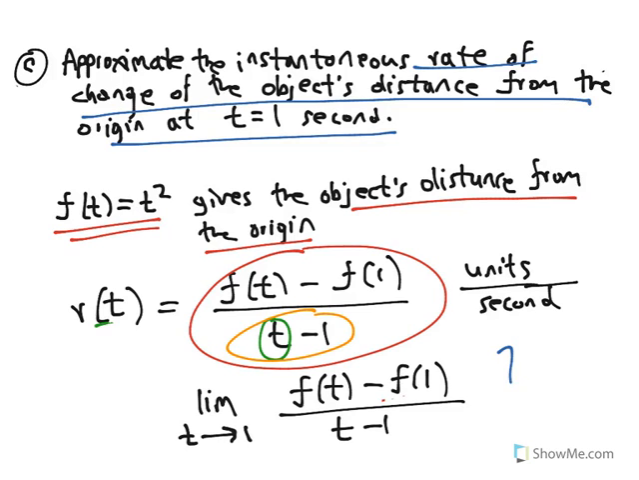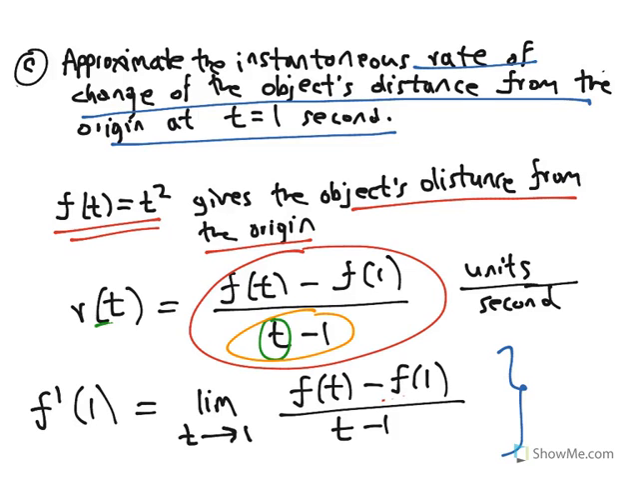And this limit is what we will say is the exact instantaneous rate of change of the object's distance from the origin at t equals 1 second, which we also call the object's velocity at t equals 1 second. And we also call this the derivative of the function f with respect to t at t equals 1 second. So this is called f prime of 1.